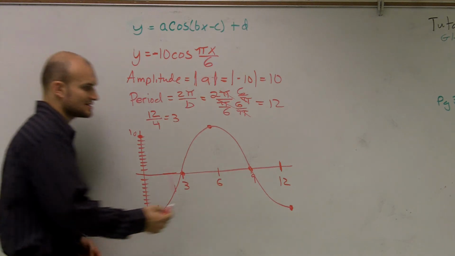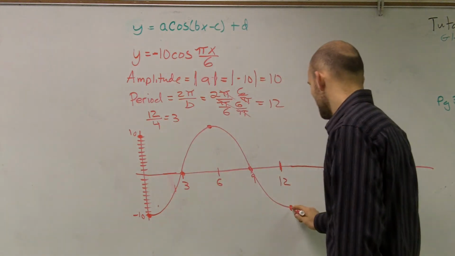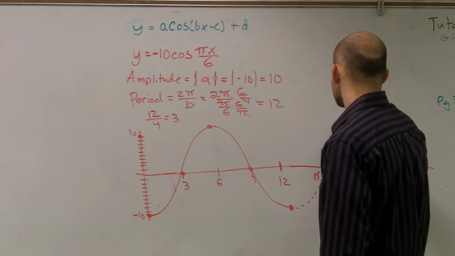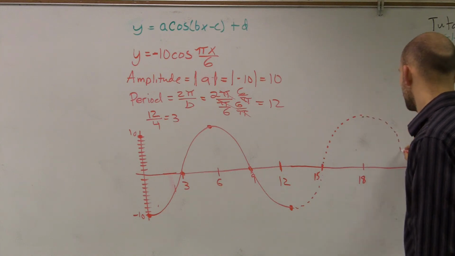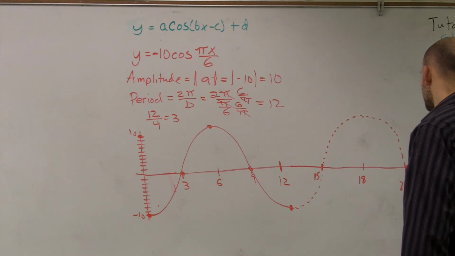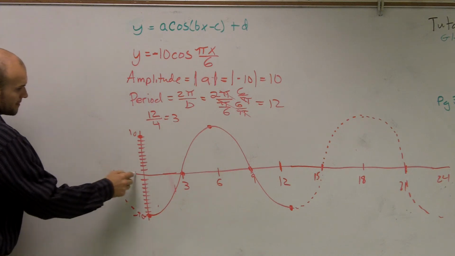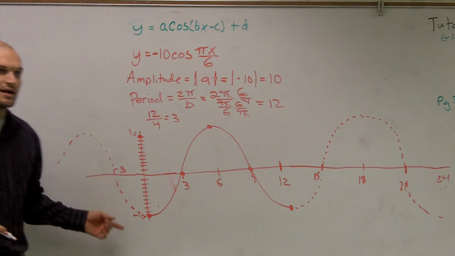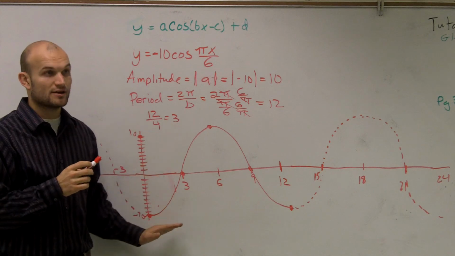Remember, guys, the graph just keeps on going. So you can continue. This would be 15, to 18, to 21, and then 24. Or you could continue doing it in the negative direction. This would be a negative 3, and then so on and so on. That's with it already reflected, yes.